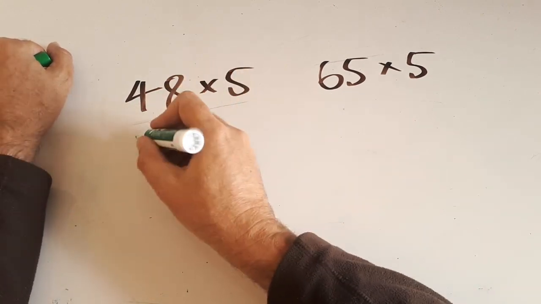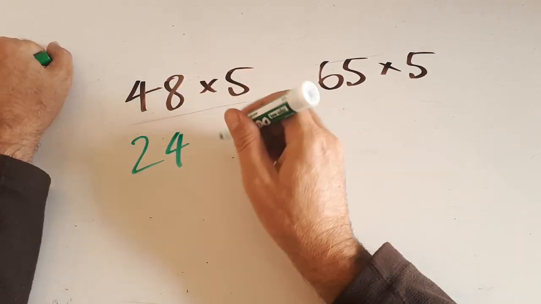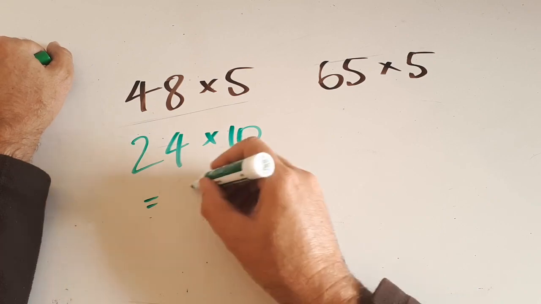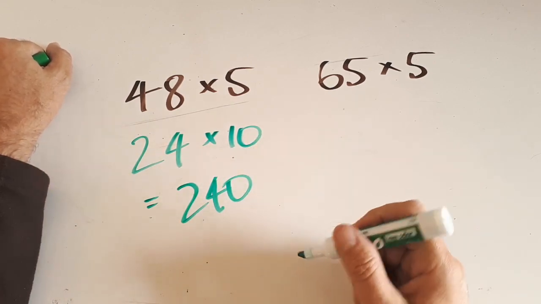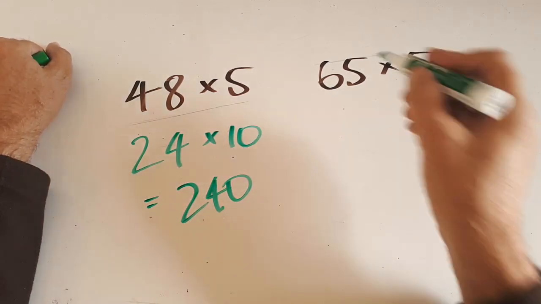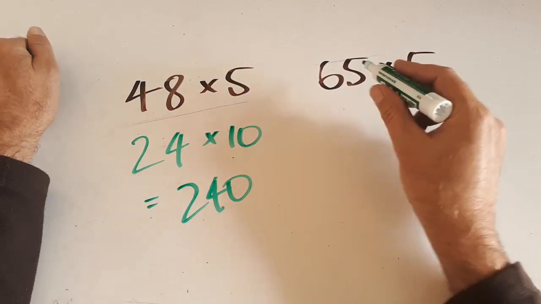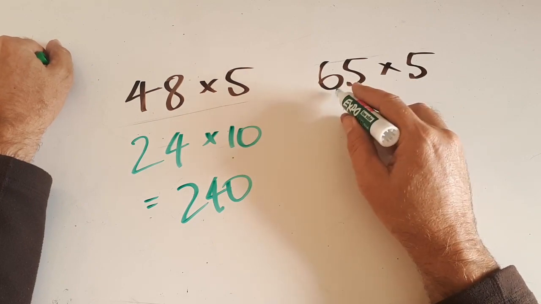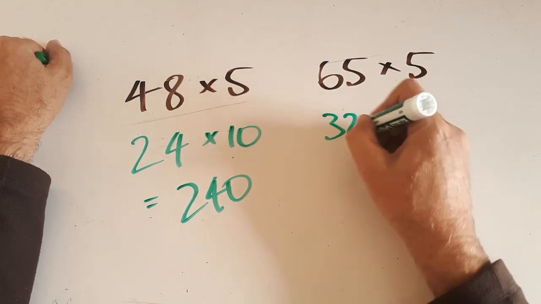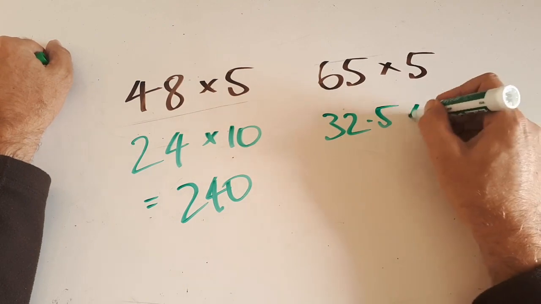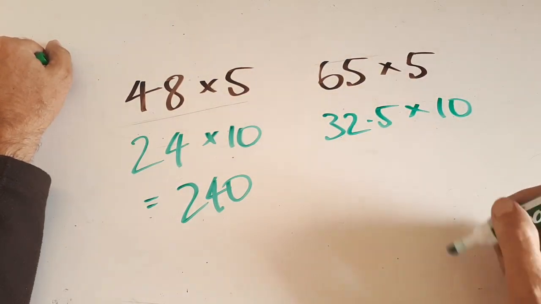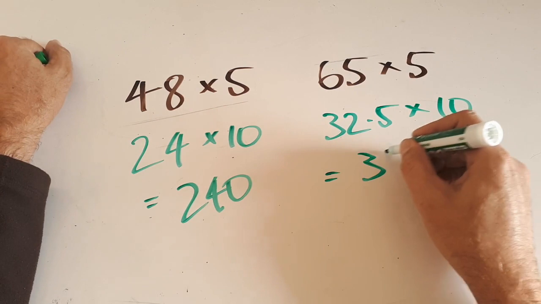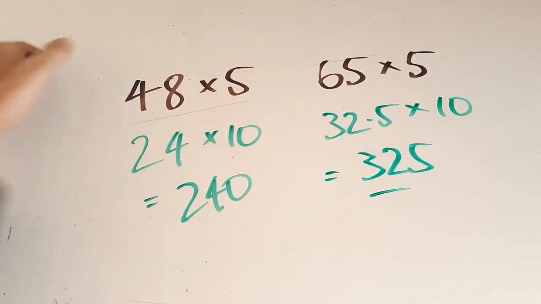Half of 48, 24 times 10, answer 240. If you got 240, you are bang on. This one, 65 times 10, half of that, well, half of 5 is 2.5, half of 60 is 30, so it's going to be 32.5 times 10, not 5. Answer, 325. How did you go? Were you close?